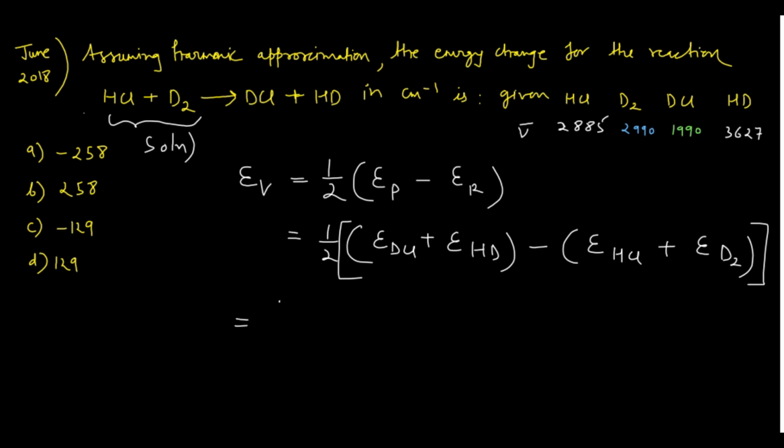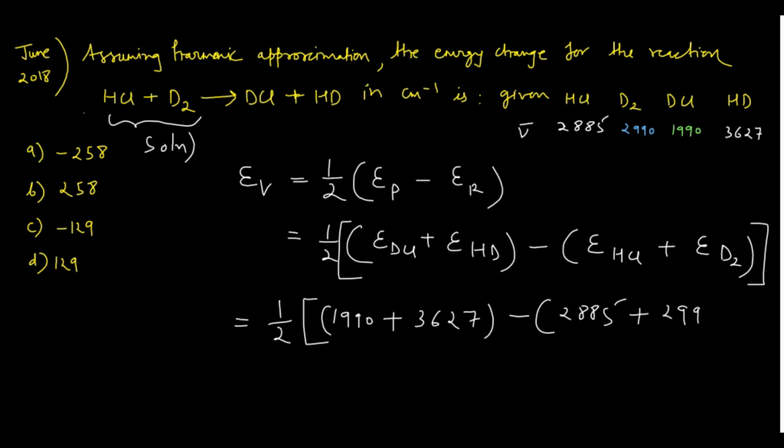Now it's very easy. Half, bracket start, and for epsilon DCl it is 1990, so you can write 1990 plus, for HD, this is 3627, and then minus epsilon of HCl, which is given as 2885, plus epsilon of D2, which is 2990, bracket close.